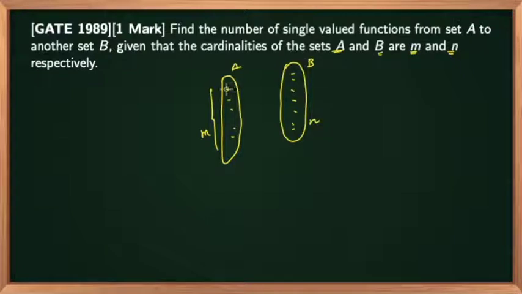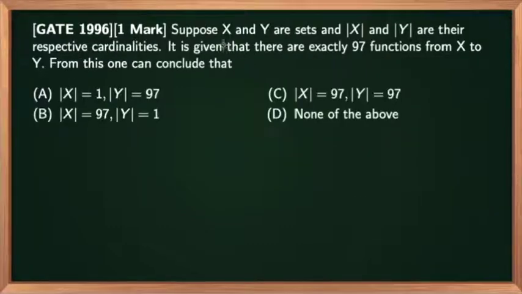So that means the first element of A can map to n different values, right? So n times, the second element can also be mapped to n different values. So n, the third element also you can map, right, till the last one. So how many elements will be there? You will have m elements. So the answer should be n raised to m.